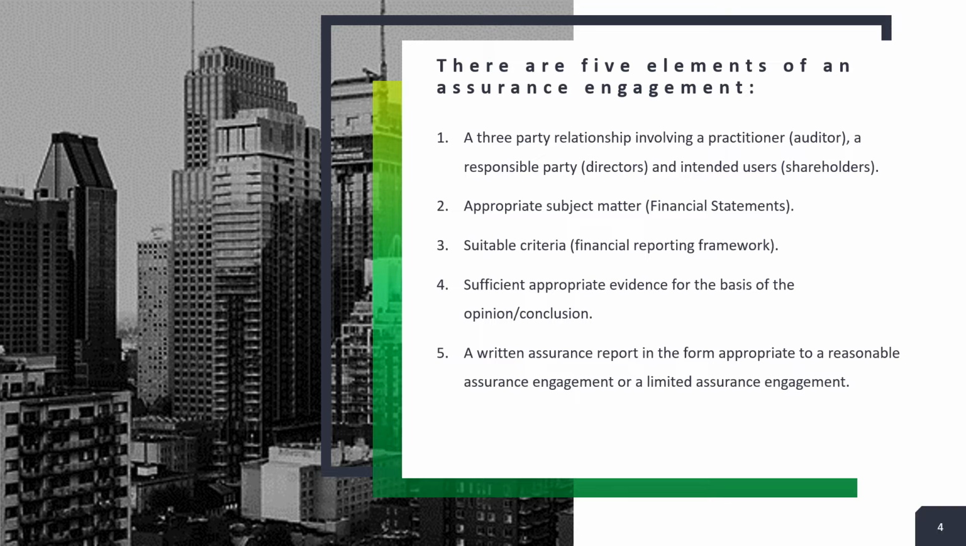There are 5 elements of an assurance engagement. 1. A 3-party relationship involving a practitioner (auditor), a responsible party (directors), and intended users (shareholders). 2. Appropriate subject matter: financial statements. 3. Suitable criteria: financial reporting framework. 4. Sufficient appropriate evidence for the basis of the opinion or conclusion. 5. A written assurance report in the form appropriate to a reasonable assurance engagement or a limited assurance engagement.